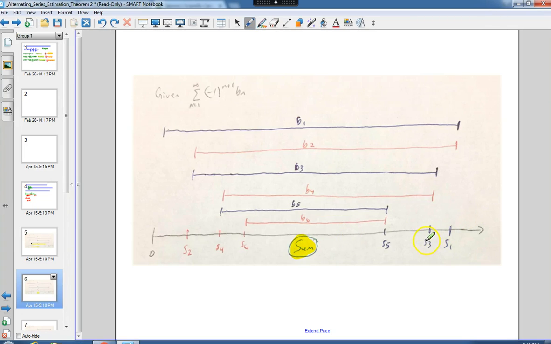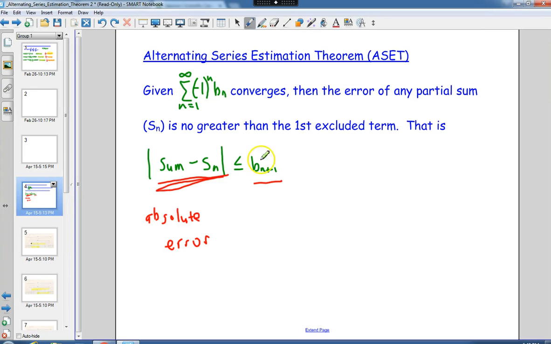So for example, if we consider the third partial sum, the difference between the sum and the third partial sum is represented by perhaps this line segment here. And this is no greater than the first excluded term from the third partial sum. That first excluded term would be the fourth term of our alternating series, which would be this b sub 4 here. And once again, it's clear to see that this value is greater than the difference between the sum and the partial sum of our series. So that's the basic gist of the alternating series estimation theorem.